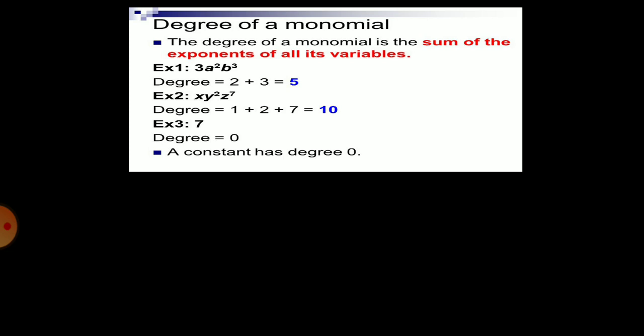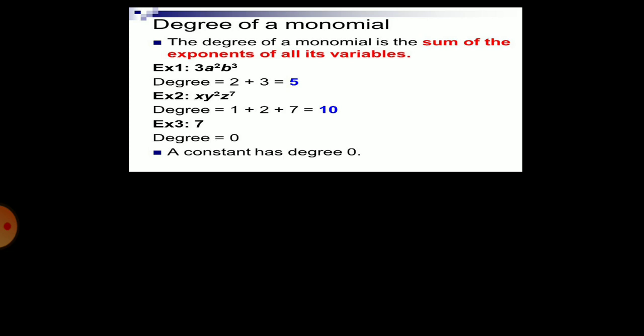So the degree does not have any relation with the coefficient. Whatever it is, don't look at that. Degree has a relationship only with the powers or the exponents of the variables. What are the variables here? a and b. What is the power of a? 2. What is the power of b? 3. Yes. Then the degree is the sum of the powers of all the variables in a monomial. That is, 2 plus 3 is 5. So the degree of 3a square b cube is 5.